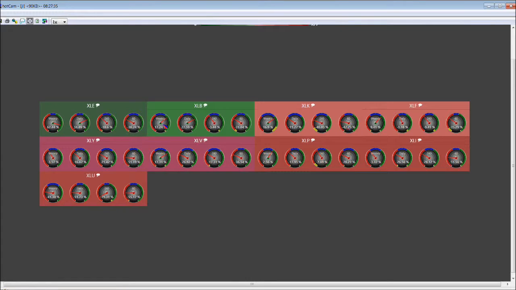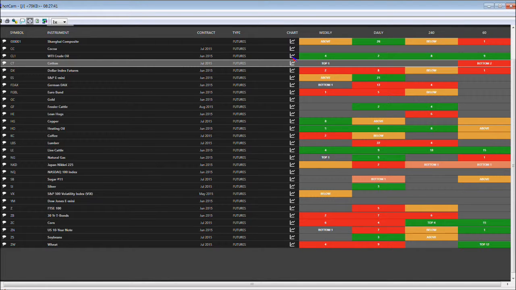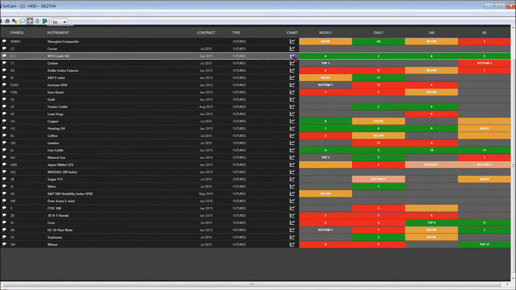Futures. Boom. Crude oil, CL1. We're not allowed to give live prices in a derivative piece of software. If you're not paying for exchange fees, we can't do this.